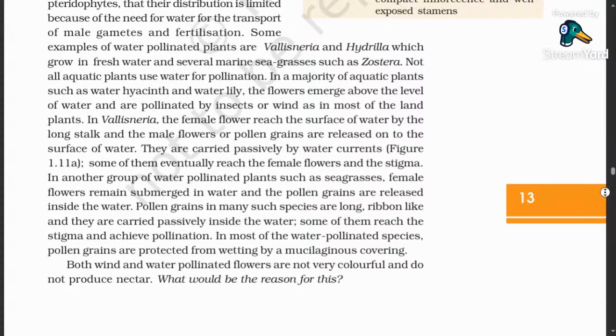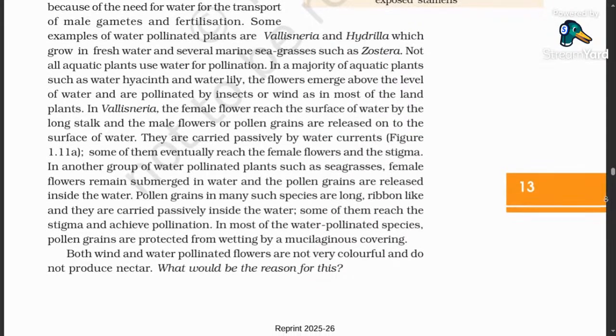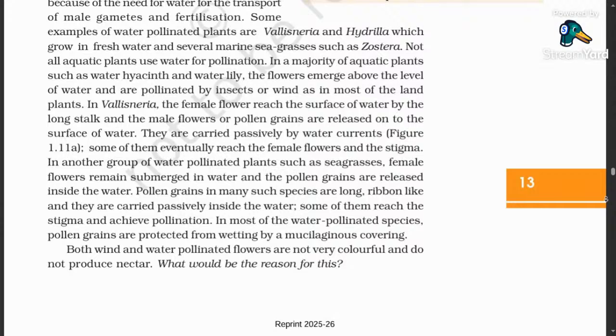In another group of water-pollinated plants, such as sea grasses, female flowers remain submerged in water and the pollen grains are released inside the water. Pollen grains in many such species are long, ribbon-like, and are carried passively inside the water. Some of them reach the stigma and achieve pollination. In most of the water-pollinated species, pollen grains are protected from wetting by mucilaginous coverings.